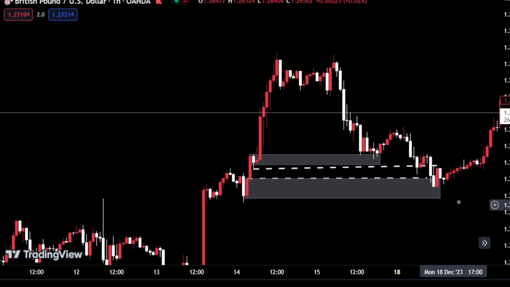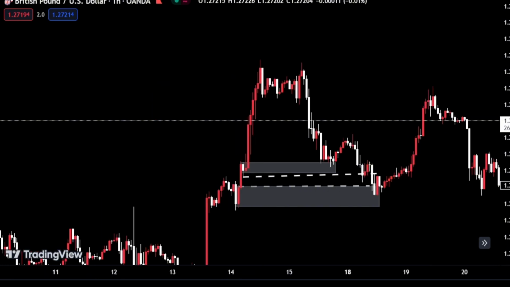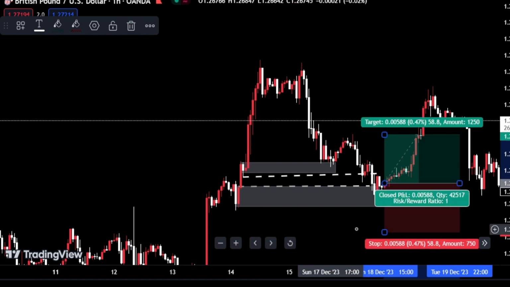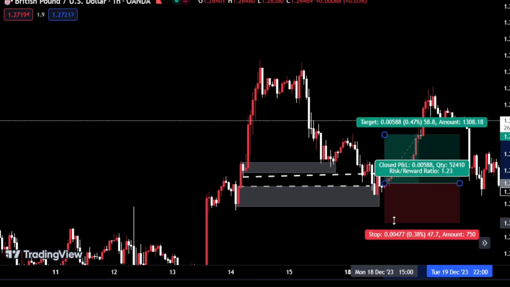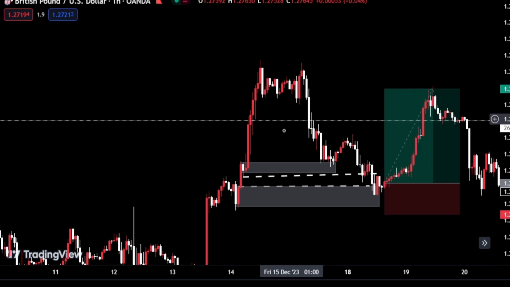And then from here, you see the market went all the way, and that could have given you probably like a 1:3 risk to reward ratio. Stop loss just right here, and then you aim for a 1:3. So you see that, guys.